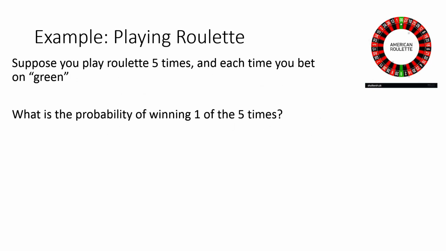So if we go back to our example where we were playing roulette 5 times, let's say this time we're not betting on red, maybe we bet on green. So what would be the probability of winning one of the 5 times you bet on green? So first we need to make sure that this is a binomial random variable. So there's a fixed number of trials. We decided we're playing 5 times. The probability of success is going to be the same on each trial because you're betting on green.